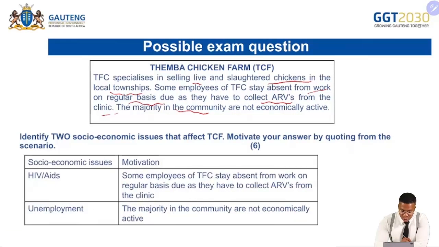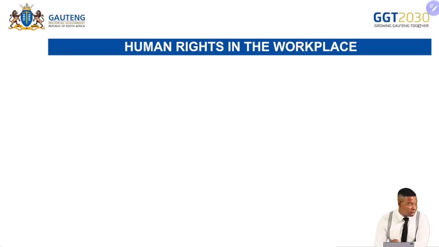So the solution there was supposed to be HIV and AIDS. Why? Because some of the employees stay absent, which is affecting the productivity of Temba Chicken Farm, because now they have to collect the ARVs at the clinic. That is the motivation. And then unemployment, because the majority of the community are not economically active. And then remember, with unemployment, we can also draw a reason to say this can lead to crime, this will lead to poverty, and hence it becomes a serious disadvantage.